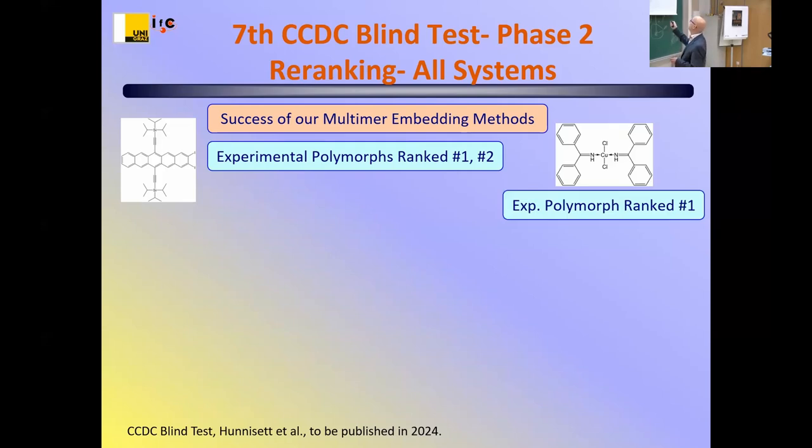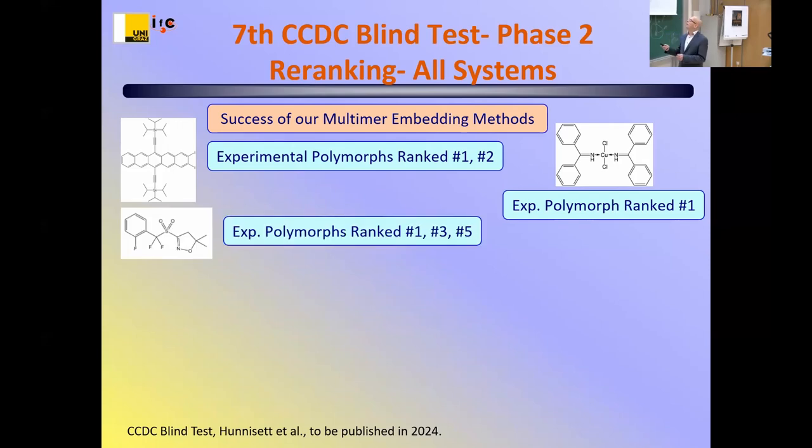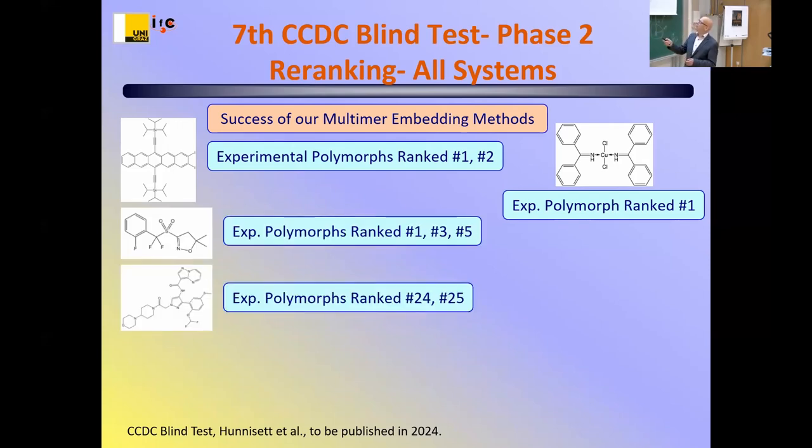Here this experimental polymorph was ranked number one in the second re-ranking phase, where you got, as I said, 500 structures, and they asked you which is the thermodynamically most stable one. And we found it. Here they found the three most stable ones. And this was a big system, which we attempted also in the first phase. And you see here the experimental polymorphs have been ranked number 24 and 25.